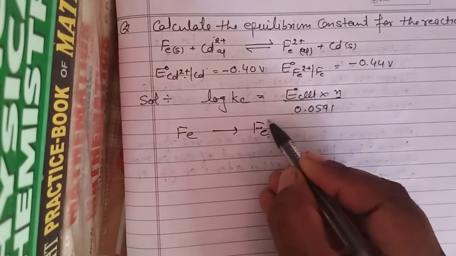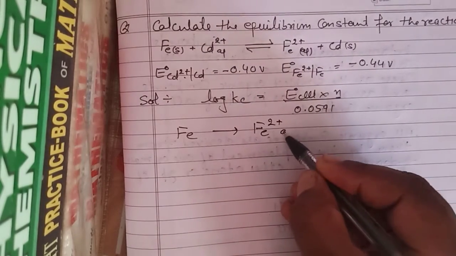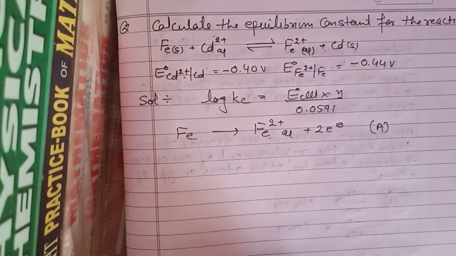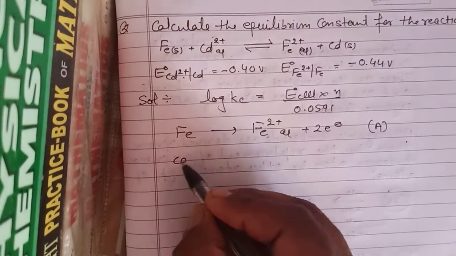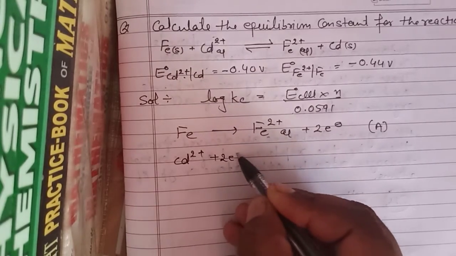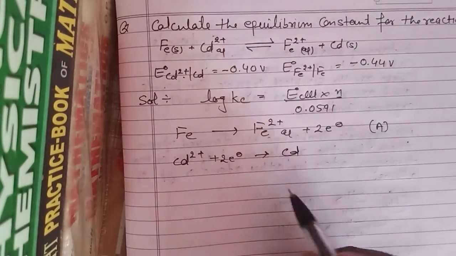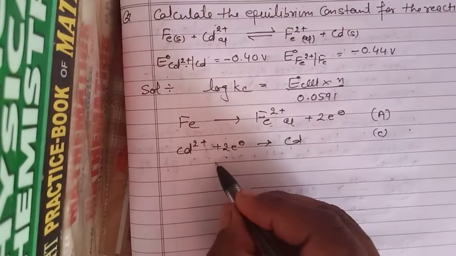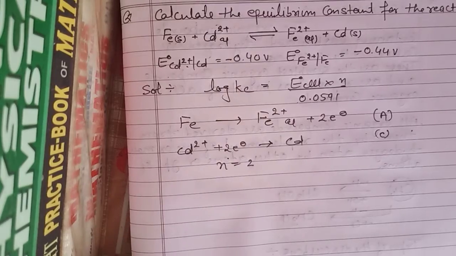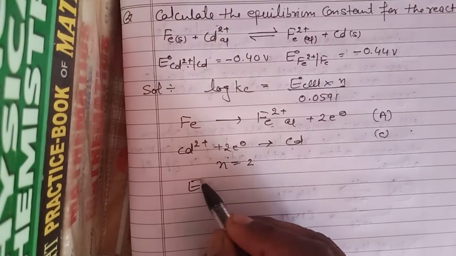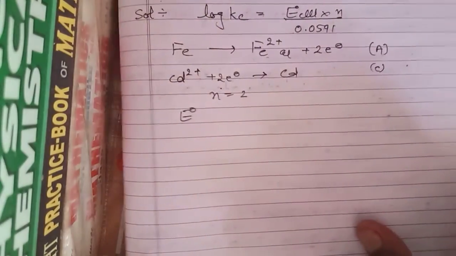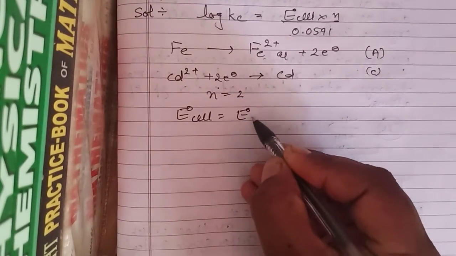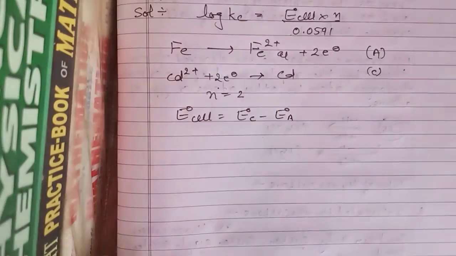So from here Fe is converted into Fe2+ aqueous by losing 2 electrons. This is your anode. At the same time Cd2+ is converted into Cd by gaining 2 electrons. So this is your cathode, and again n is equal to 2. So E naught cell is E naught cathode minus E naught anode.